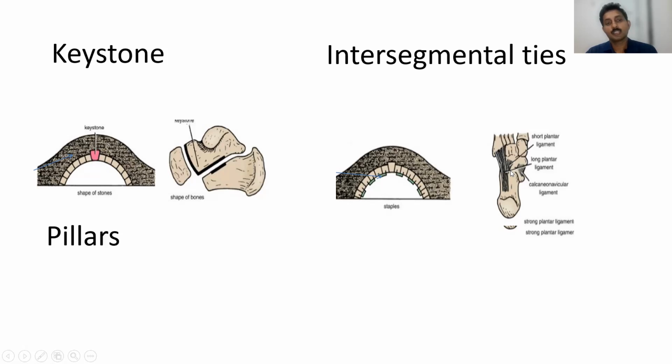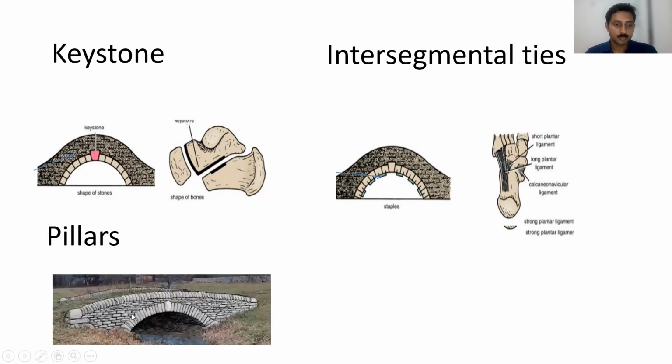What is a pillar? Here in this bridge, if we take it as anterior and posterior, these bones or these stones will form the anterior pillar. This will form the posterior pillar. So this part we call the anterior pillar. This part we call the posterior. If you take this as front and this as back, this is the anterior pillar and posterior pillar.